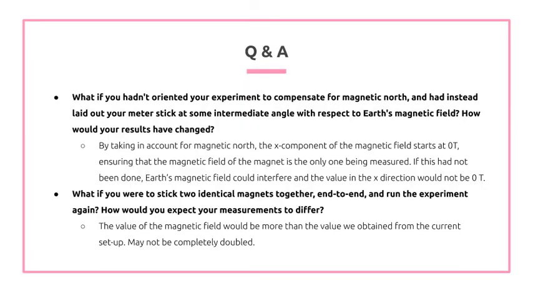Before we conclude this lab, I want to talk about what would have happened if things had been a little different. For example, if we had laid out the meter stick at some indeterminate angle, the Earth's magnetic field would have interfered in our experiment, and the x direction would not have been 0 T. By taking into account magnetic north in our experiment, we were able to ensure that the x component started at 0 T. I also want to talk about how if we would have added another magnet that was identical to the first and placed the two end to end, the value of the magnetic field would have been more than the value we obtained from the lab, but the value may not have been completely doubled.